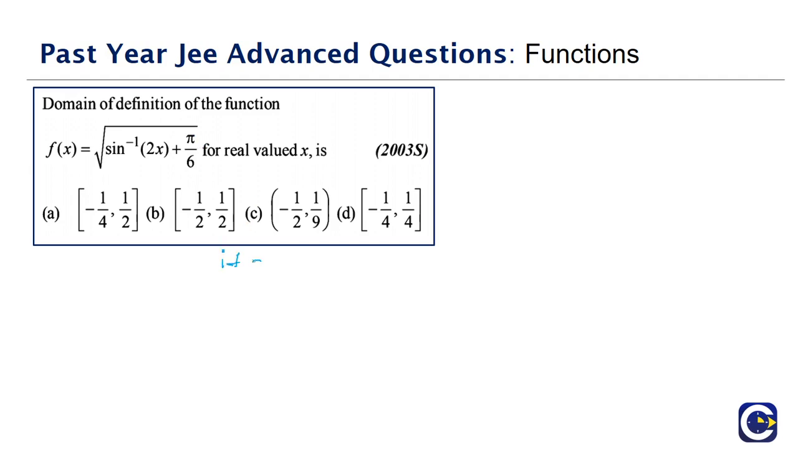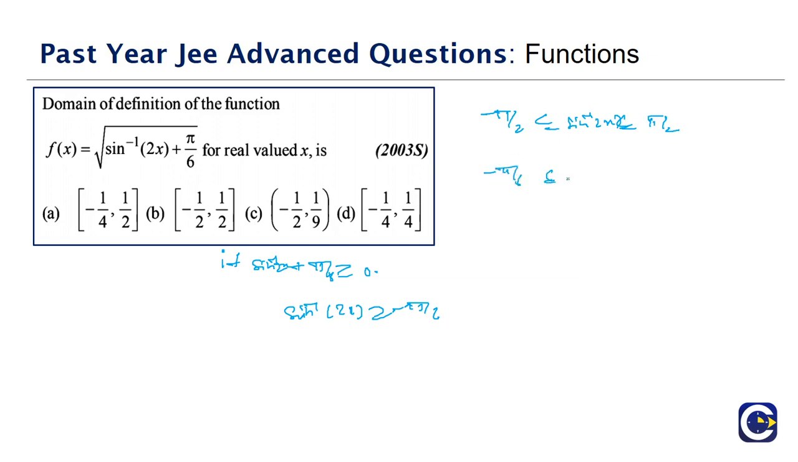If sine inverse 2x plus pi by 6 is greater than or equal to 0, then sine inverse 2x is greater than or equal to minus pi by 6, but we know that minus pi by 2 is less than or equal to sine inverse of 2x is less than or equal to pi by 2. So combining these two, what we can get is minus pi by 6 is less than or equal to sine inverse of 2x is less than or equal to pi by 2.